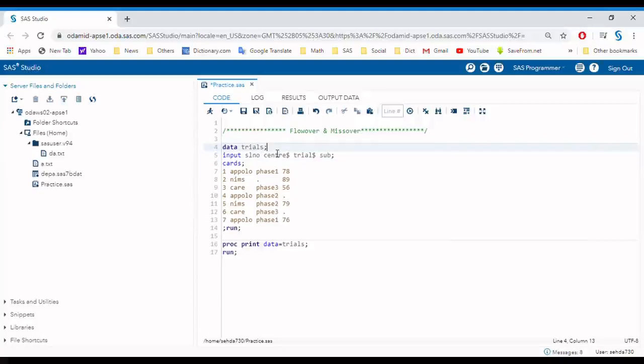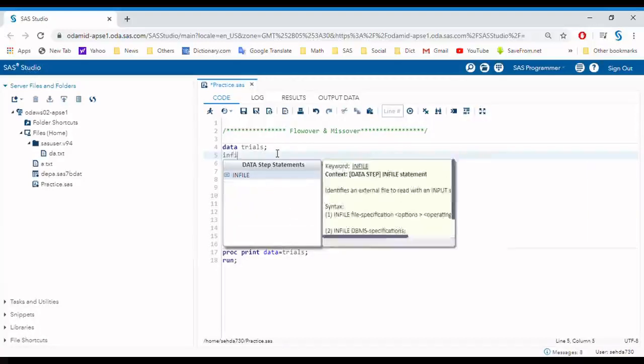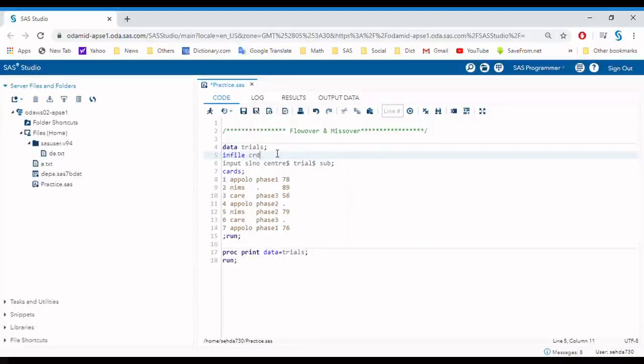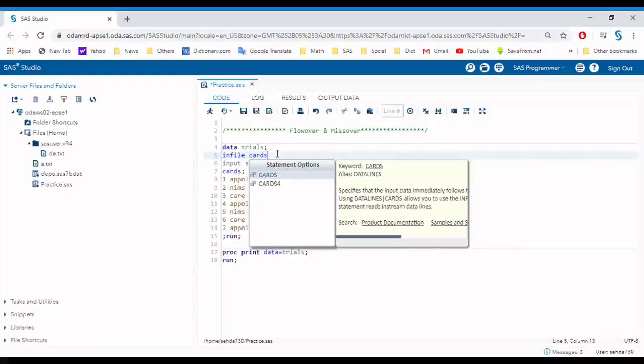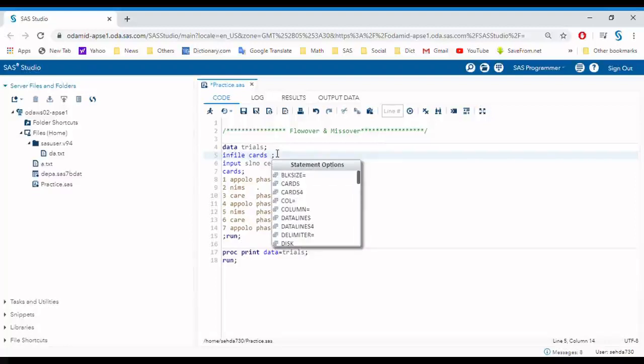Let's say we are going to read this using infile. So how would we do that? We'll be doing it like this: infile, and then we will pass cards, like that. Within this infile we can use multiple options. In those options, as of now, we are doing flowover and missover.